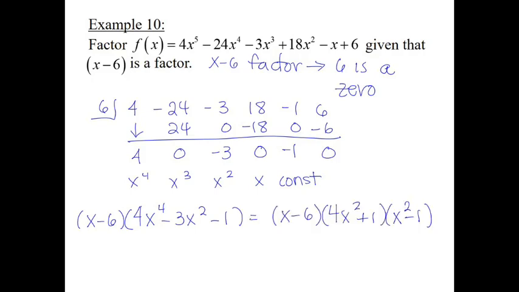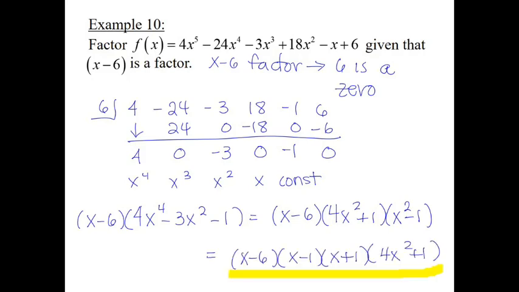In fact, this one they did. They went ahead and factored and found that they could factor it. Now we know that x squared minus 1 is a difference of squares, and so we have x minus 6, x minus 1, x plus 1, and then 4x squared plus 1.